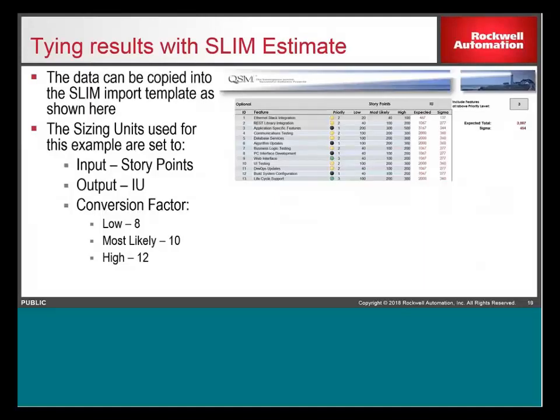And finally, you can basically just take it out of this tool, copy and paste it into the Slim import template here. So, again, for this example, I just set the input to story points, the output to implementation units, and I just set the conversion factors as shown here. And then this is the example of what it would look like in the template tool.